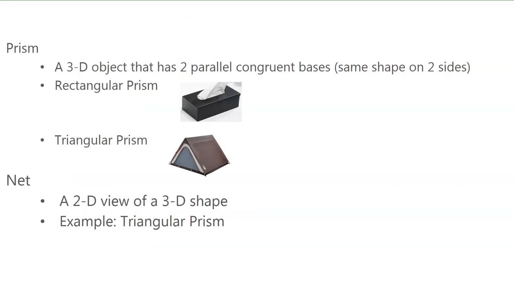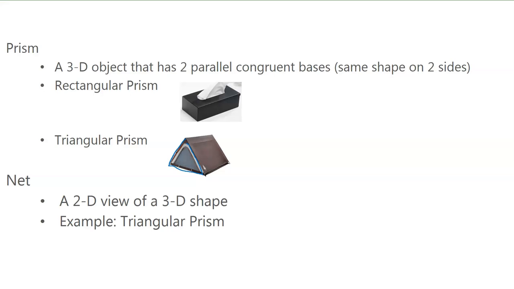Now a prism is a three-dimensional object that has 2 parallel congruent bases. So it's the same shape on 2 sides. So think of a rectangular prism. The top and the bottom are both rectangles. An example of a rectangular prism you might see is a tissue box. A triangular prism would have triangles on 2 of the sides. So let's look at this tent. Here we have a triangle here, and then another triangle on the back.